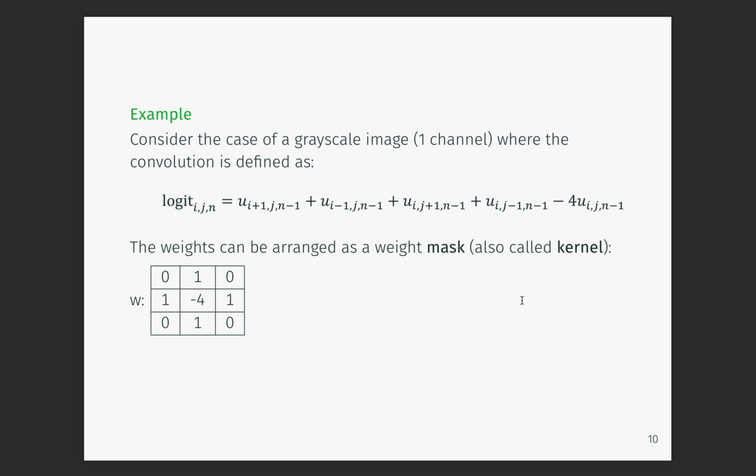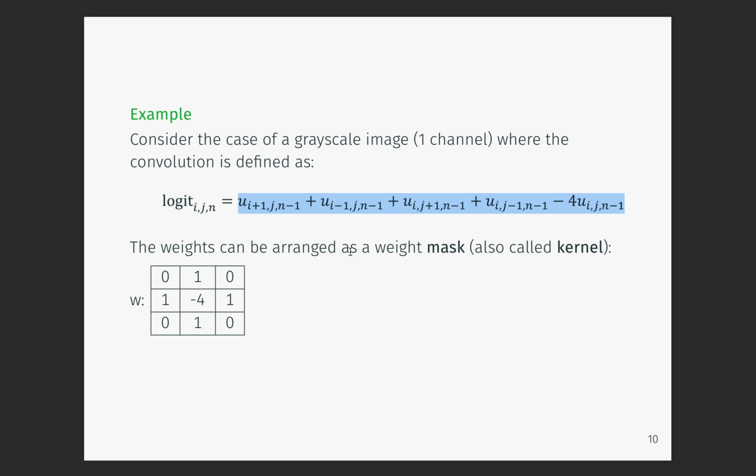Let's look at a concrete example. Here we look at grayscale images. A grayscale image means you're only looking at levels of intensity, and because you don't look at color, you really only have one channel. So the pixel only has one value, which is the brightness of that particular pixel. 0 means it's black, and 255 or 1 means it's bright. This is a kind of hand-designed one, so we say that the logit at the next layer is defined by this particular weighted combination of the neighbors.